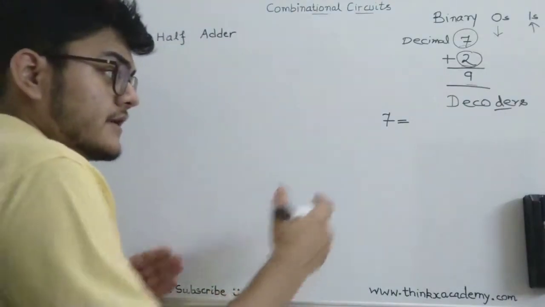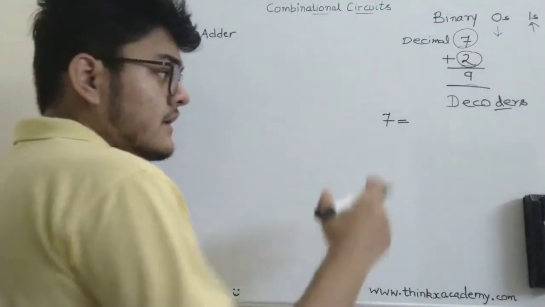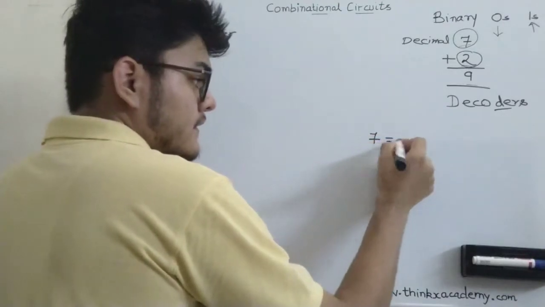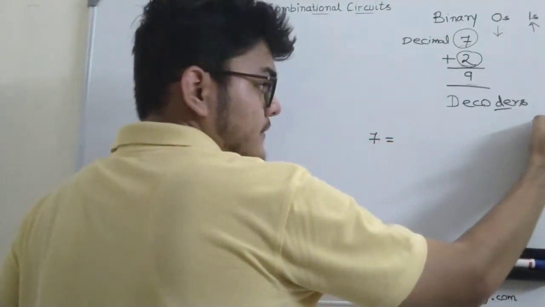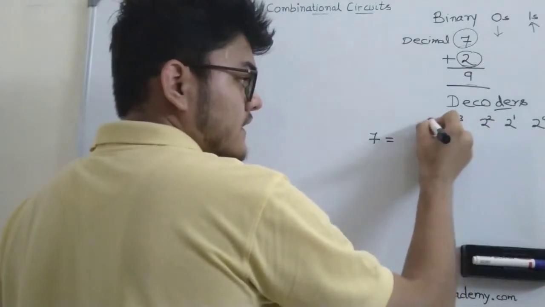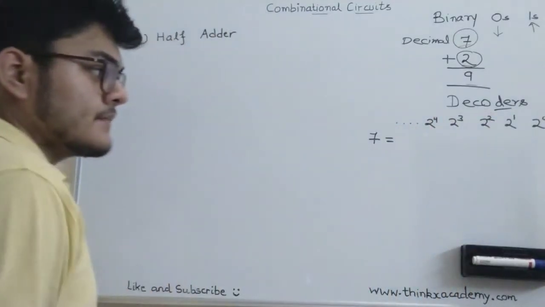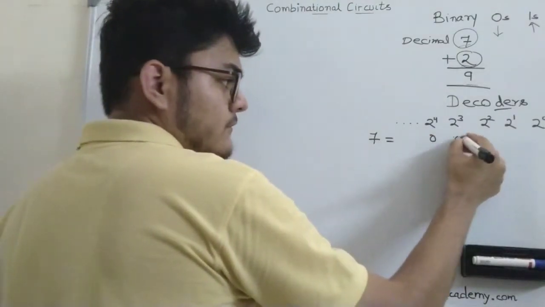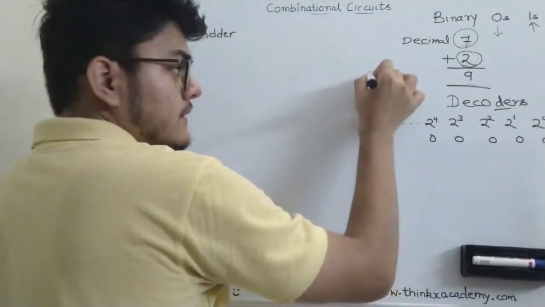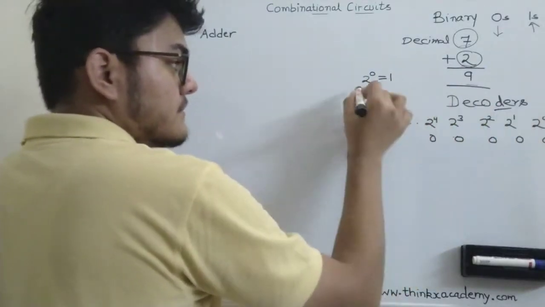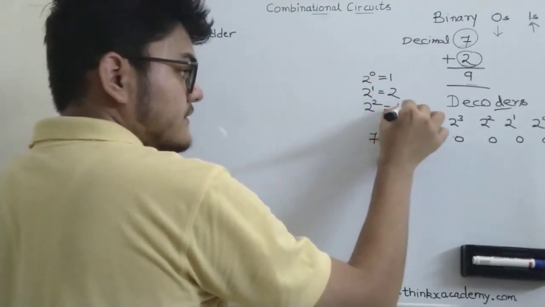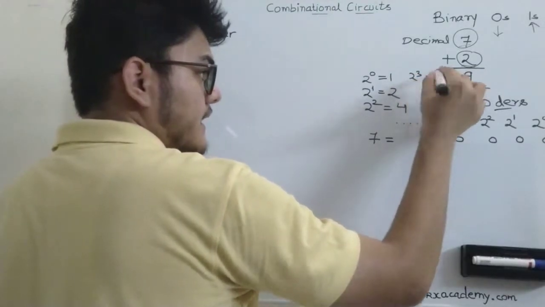To convert any number into the binary format we have a very simple procedure. You will first have to write 2 raised to the power 0, 2 raised to the power 1, 2, 3, 4 and so on. Initially we are going to initialize all of them as 0. We know the value of 2 raised to the power 0 is equal to 1, 2 raised to the power 1 is equal to 2, 2 raised to the power 2 is equal to 4, and similarly 8 and 16.